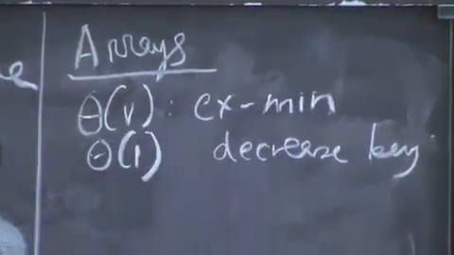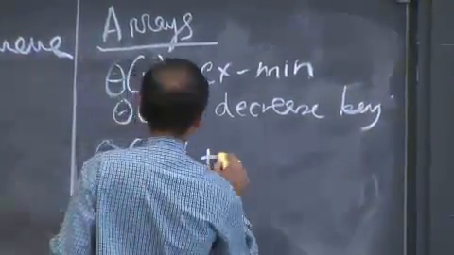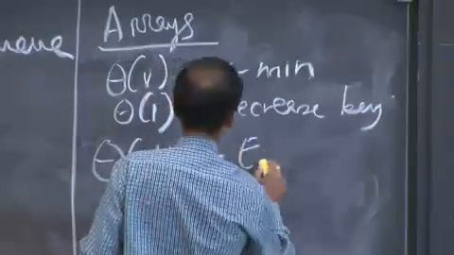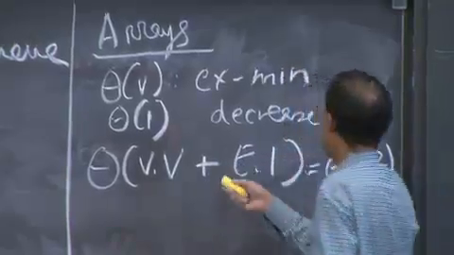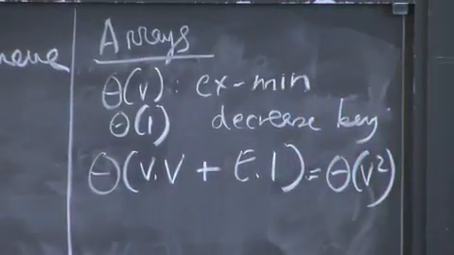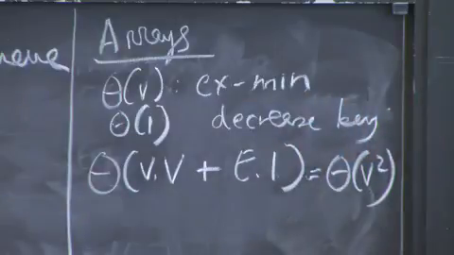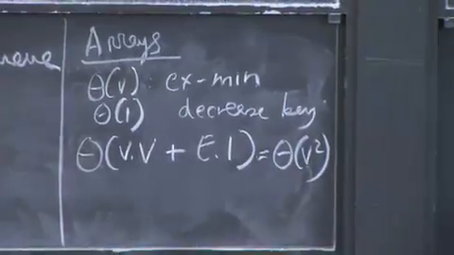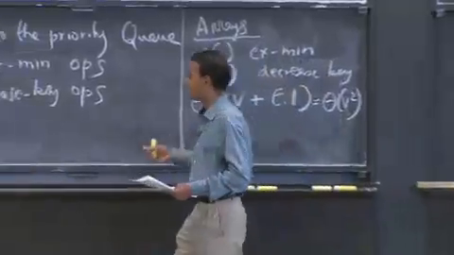And if I do the multiplication, I get theta V times V plus E times 1, or a constant, which is theta V squared. Because I know that E is order V squared, right? If I have a simple graph, it may be a complete graph, but we talked about this last time. E is at most V squared. So I can just call this theta V squared. All right? So we have a theta V squared Dijkstra implementation that uses an array structure.